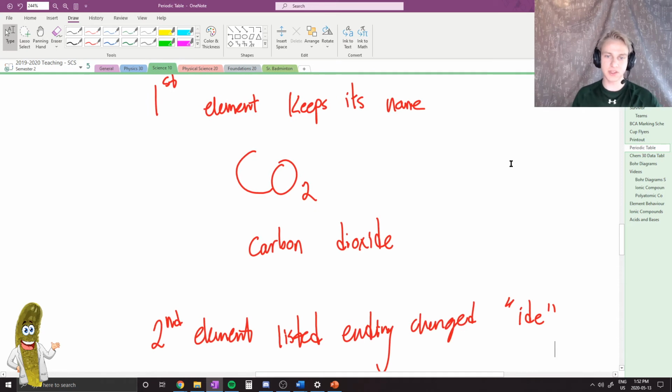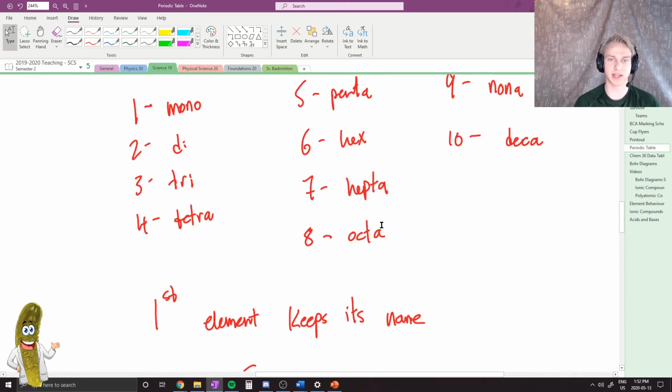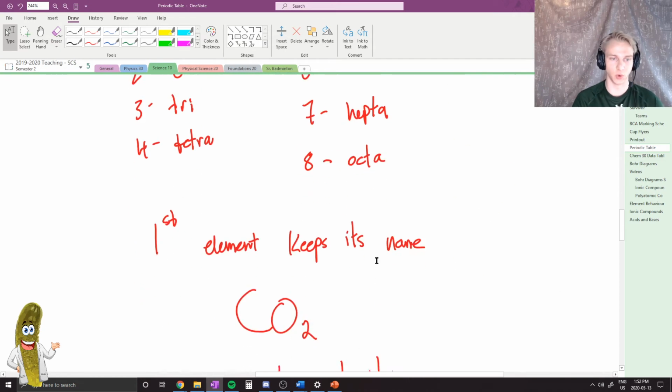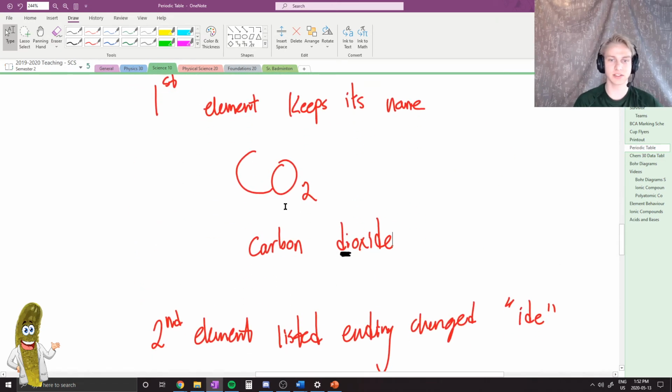And the other thing that we're doing then is we're saying we name the first element, it keeps its name. The second element has its ending changed to IDE. And then in front of each of the elements, we add our di, tri, tetra, penta, hepta, hexa, and so forth. Now, the one exception to this rule, and you'll notice that this occurs in carbon dioxide, is that we do not include mono in front of carbon.